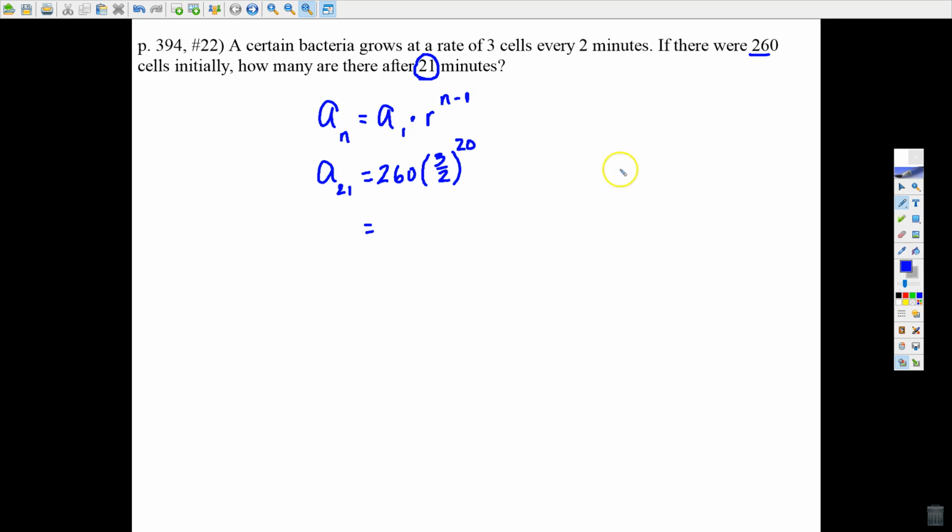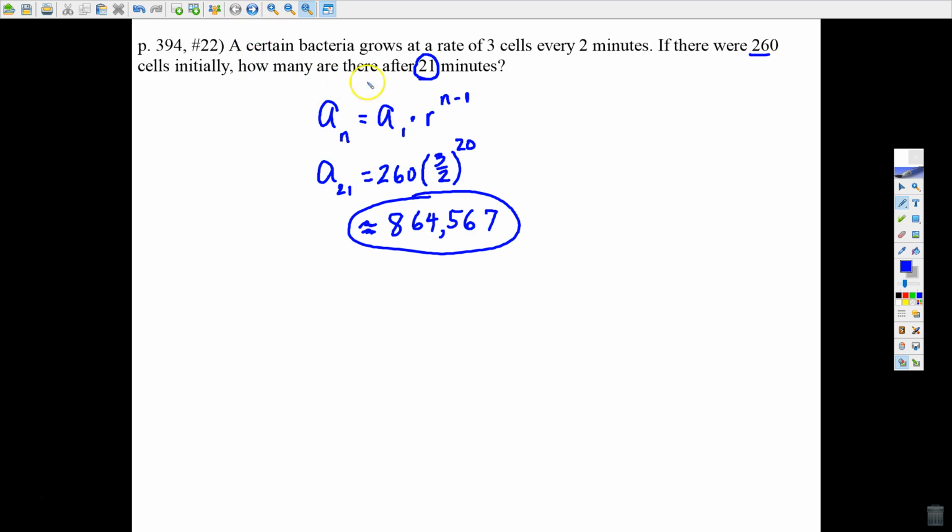And we get 864,566.7498, but we should round to the nearest 1 since we're talking about a certain number of bacteria. So let's round that off to the nearest whole. So the answer would be 864,567. Since it's rounded, it would be appropriate to say approximately 864,567. All right, so that's your answer for number 22.